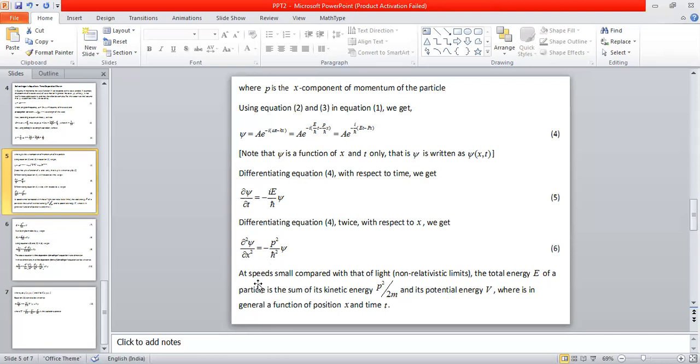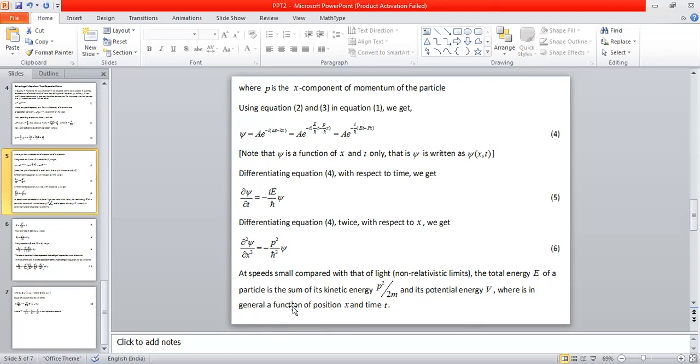What we are discussing here is that we are trying to set up the Schrodinger equation in the non-relativistic limit. You all know that the non-relativistic limit is a case where the motion of the particle is such that the velocity of the particle is much smaller than the velocity of light in vacuum, c. So considering the non-relativistic case, the total energy E of a particle is the sum of kinetic energy, p square by 2m, and its potential energy V.